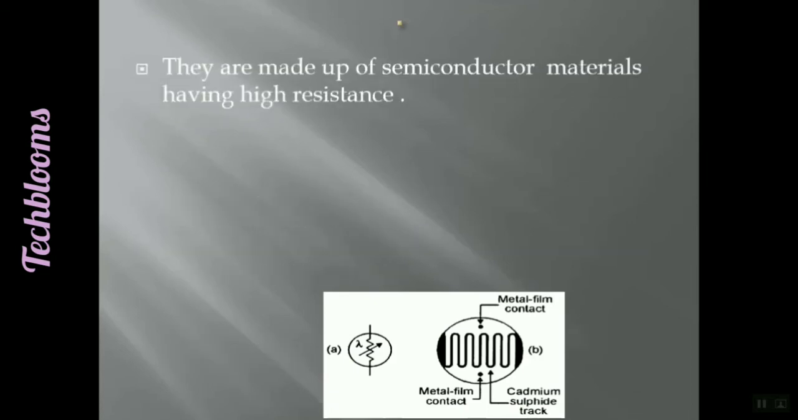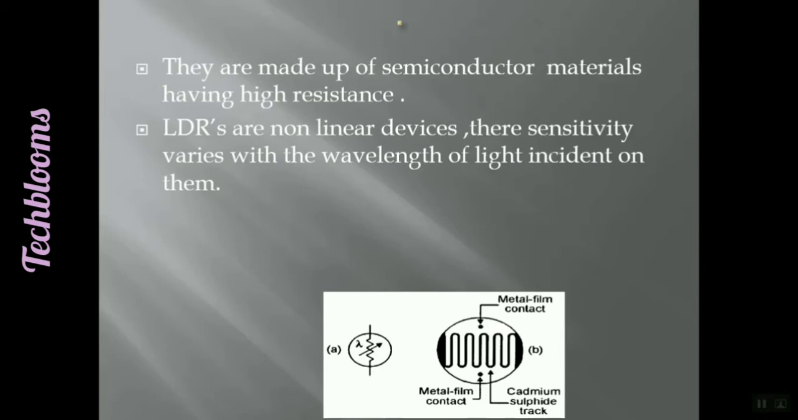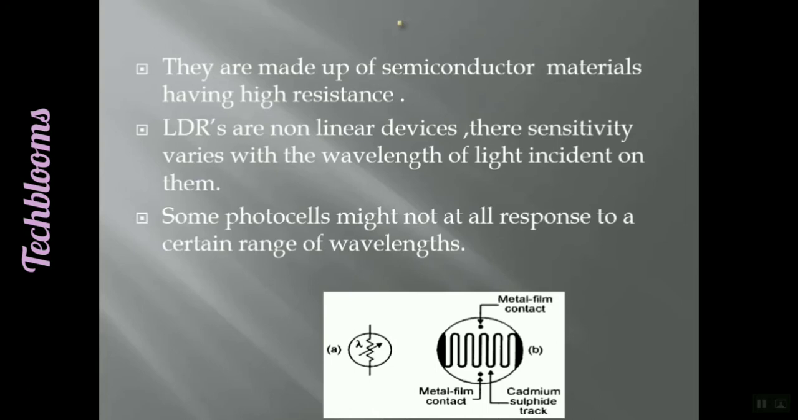Now they are made up of semiconductor materials having high resistance, and LDRs are nonlinear devices. Their sensitivity varies with the wavelength of the light incident on them. Meaning for different wavelengths the sensitivity is different. Some photocells might not respond at all to a certain range of wavelengths.